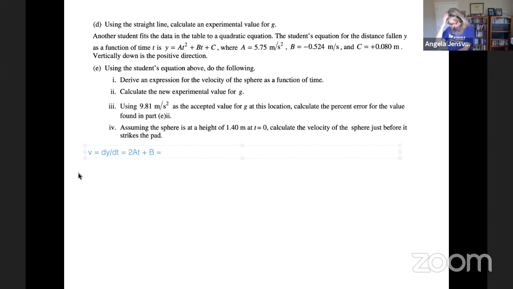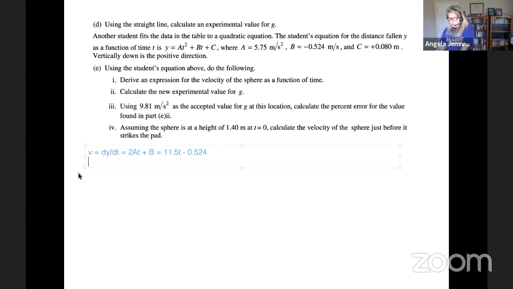2a is 11.5. I'm just going to say 11.5. T and b is negative 0.524. Okay, so we just derived, while typing, an expression for the velocity of the sphere. Great. Calculate the new experimental value for g.